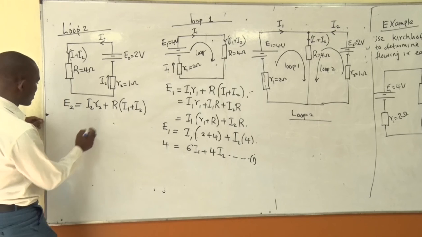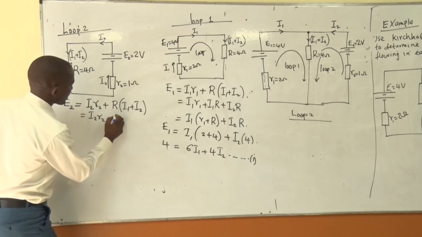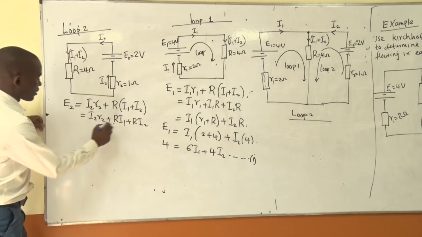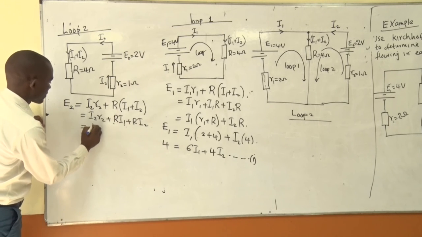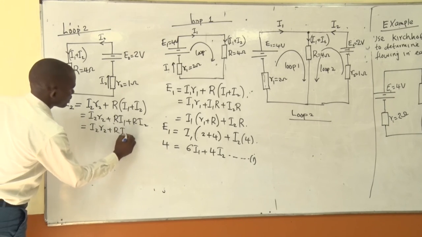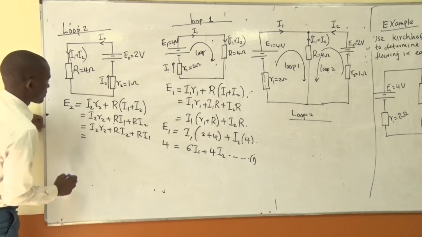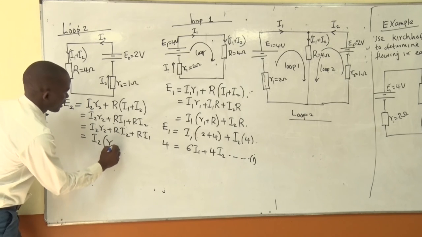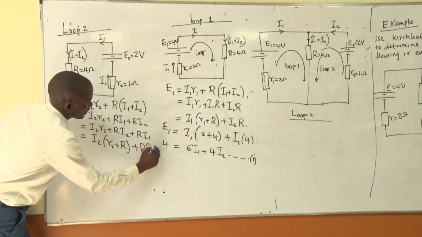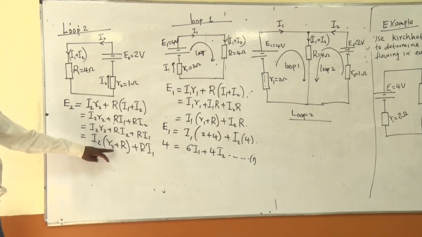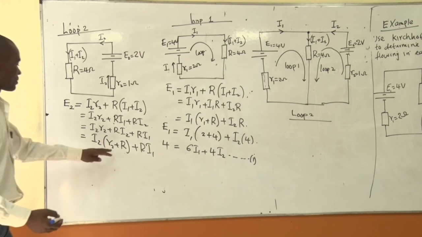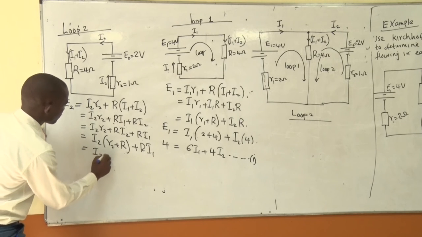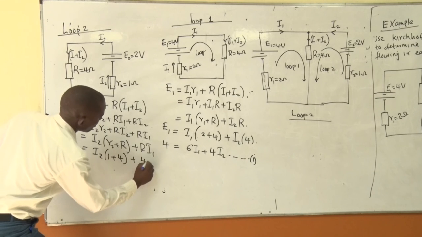We can simplify further and have it I2 R2 plus R I1 plus R I2. We can put like terms together. This will be the same as I2 R2 plus R I2 plus R I1. You can factor out I2, and you will get I2 into R2 plus R, plus R I1. After you have done that, you can substitute these values. You know R2 is 1, so that you have I2 into 1 plus 4, I1.